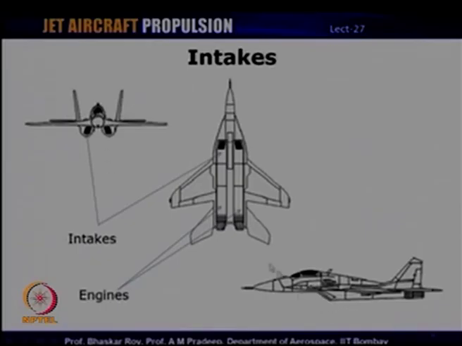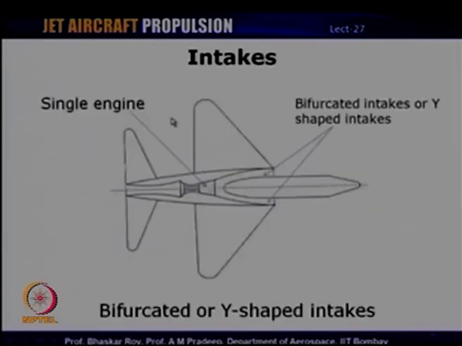So, depending upon the application, as I mentioned, you could also have an application where there is only a single engine, which is the case here. There is a single engine and you have two ducts from either side of the fuselage. These are the two ducts from the sides of the fuselage, which eventually merge before the duct joins the engine.